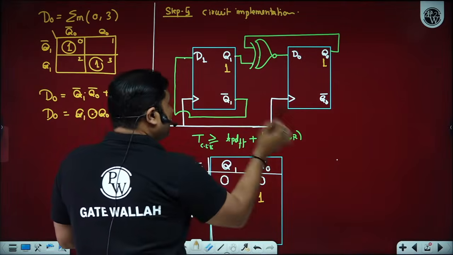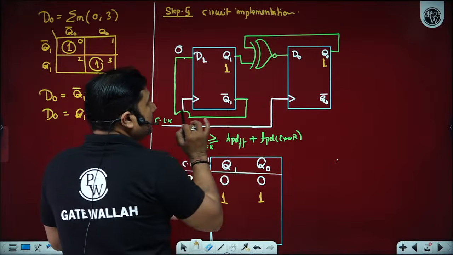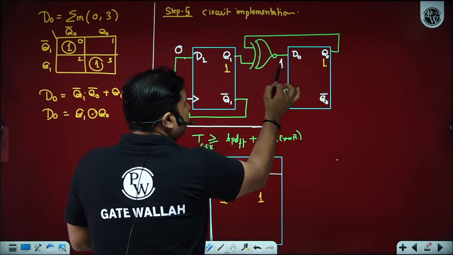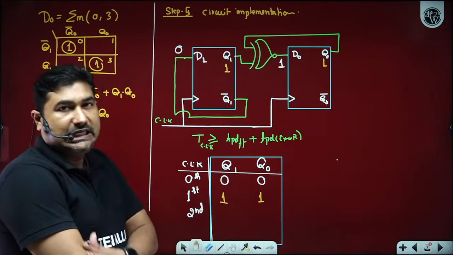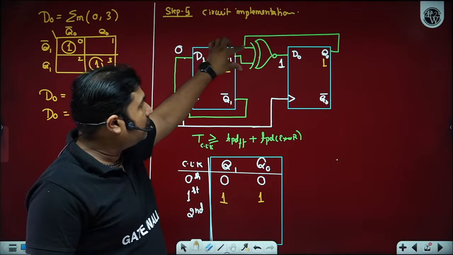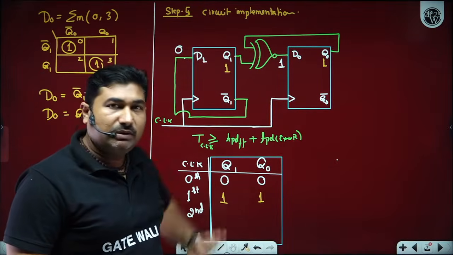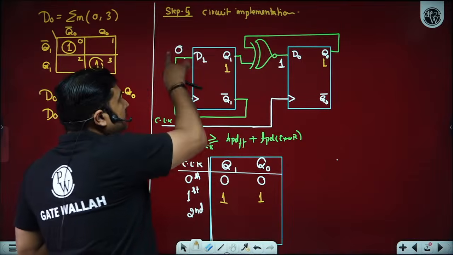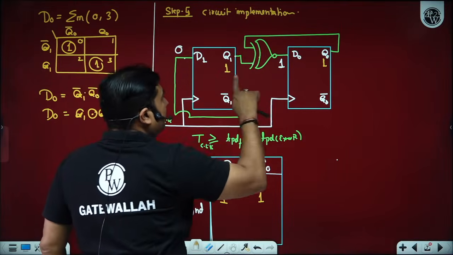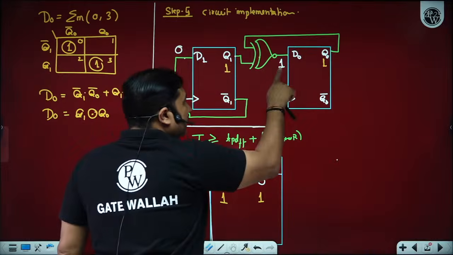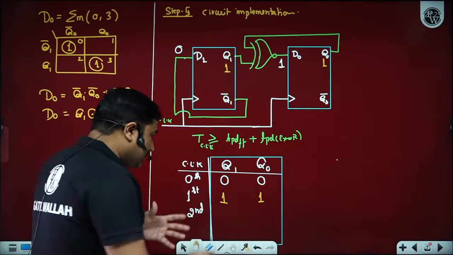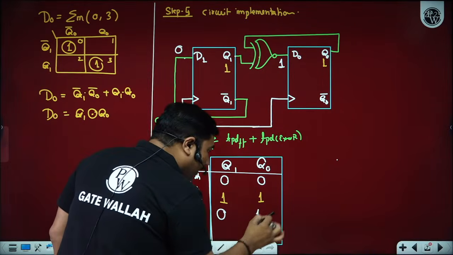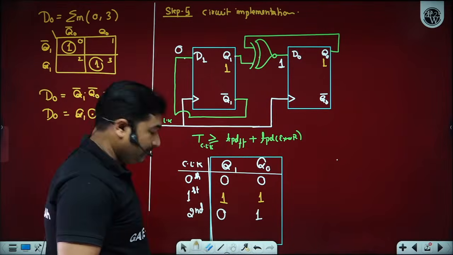If Q1 is 1, then its complement is 0. And if both are 1, 1, here we are getting 1 because XNOR gate is an equivalence detector. So both the inputs of the XNOR gate are 1, so its output will become 1. Now 0 is the input to D1 and 1 is the input to D0. On application of the clock, we get 0, 1 stored here. Is it okay? Yes, sir.